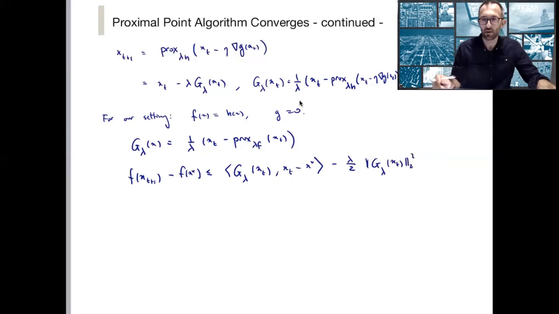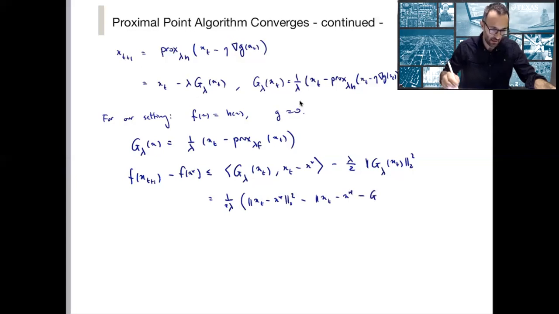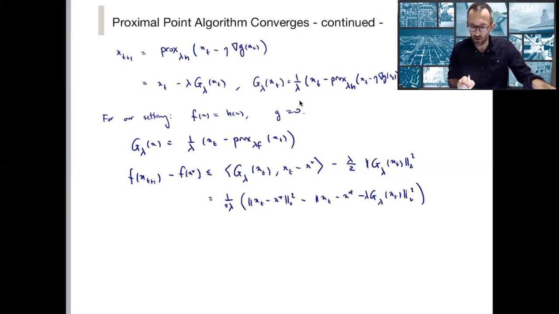This is the consequence of the inequality we had worked so hard to show, which basically replicates that key inequality that we have when we're just minimizing a beta smooth function. By completing the square, this is just equal to 1 over 2 lambda of xt minus x star squared minus xt minus x star minus lambda times g lambda of xt squared. So you can see what happened here. Xt minus x star is going to go away because that's present in both terms, and I'll be left with just the cross term and then the g lambda squared term.